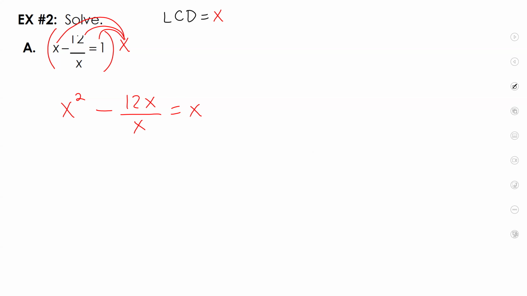All right, so guys, let's look. Do you guys see that these X's cancel? Yay, so that means we have no more fractions. We can write this as X squared minus 12 equals X.